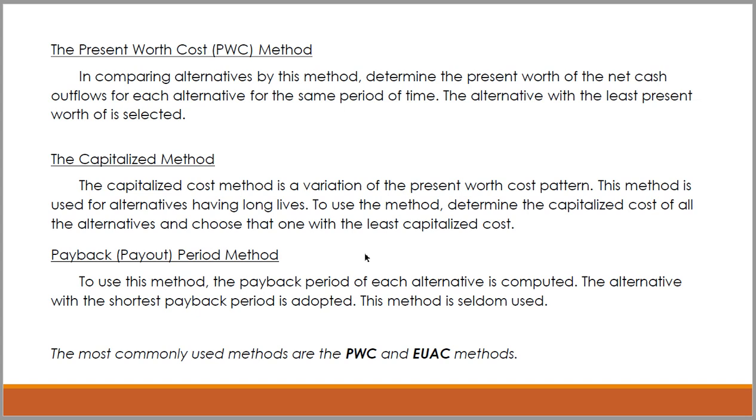When you're analyzing or evaluating alternatives or projects, you're not required to use all the methods. You can choose any applicable method that you want, and maybe use one or two or three methods just to confirm. The most commonly used methods are the present worth of all cost and the equivalent uniform annual cost method. These are the two methods usually used to analyze or evaluate alternatives.